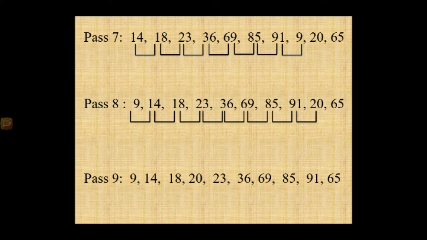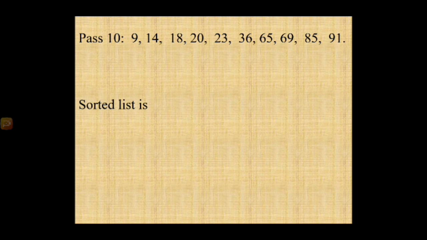In pass 9 we compare 9 and 14, 14 and 18, 18 and 20, 20 and 23, 23 and 36, 36 and 69, 69 and 85, 85 and 91, 91 and 65. So in pass 10 the array becomes increasing order: 9, 14, 18, 20, 23, 36, 65, 69, 85, 91. So the final sorted list is 9, 14, 18, 20, 23, 36, 65, 69, 85, 91.